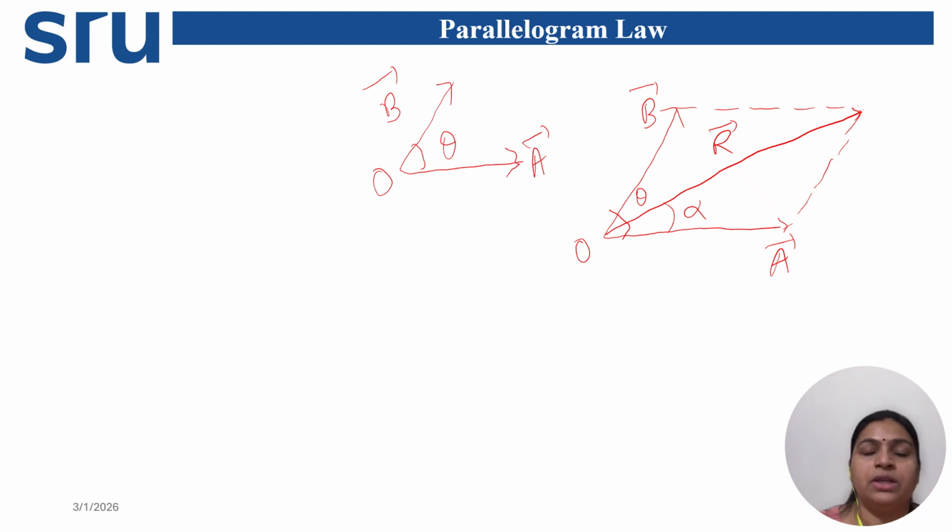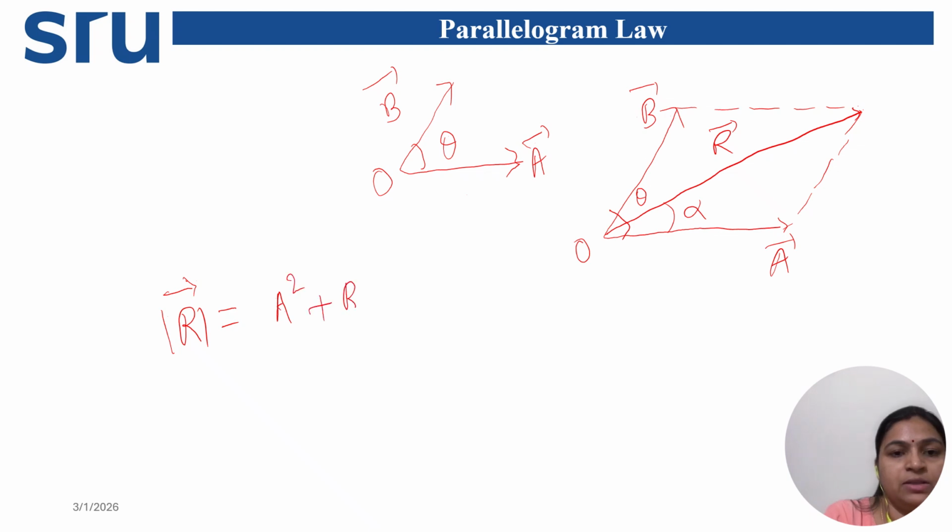Now what will be the value of this resultant vector? In the chat box I will give the detailed description and mathematical analysis of this. Basically the resultant of these vectors can be found as R is equal to the square root of A square plus B square plus 2AB cos theta.